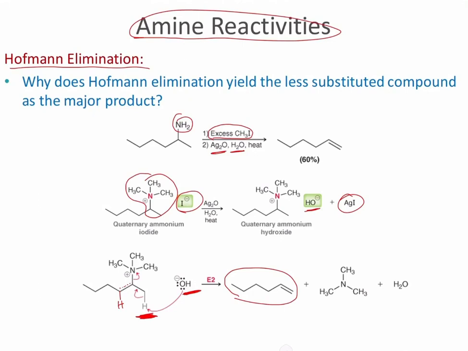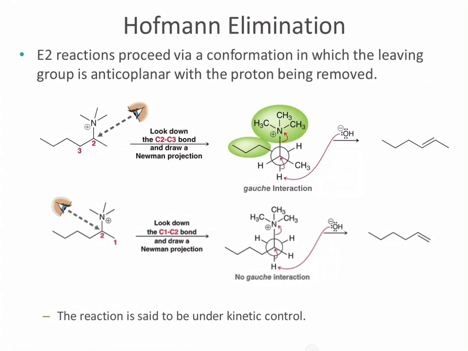So why does it favor the less substituted compound to form the Hofmann elimination product? Let us look at some of the stuff you learned before. We know that when you are doing an E2 elimination reaction, the leaving group and the proton being removed must be anti-coplanar.